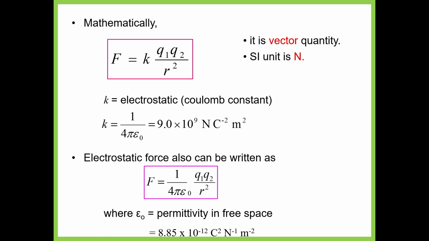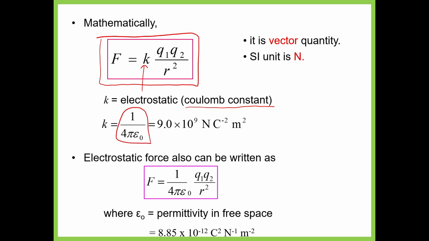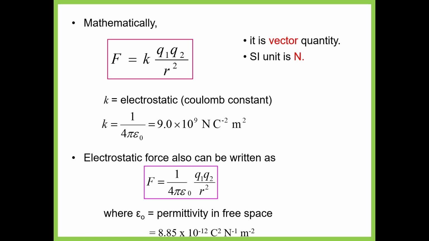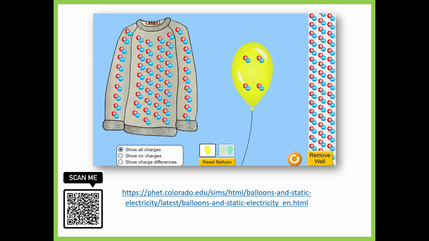Mathematically, we can express Coulomb's law with this equation, where k is the Coulomb constant, and k can also be expressed as 1 over 4 pi epsilon naught. The unit for force is Newton. Please bear in mind that this force is also called the electrostatic force. If you would like to try the simulation by yourself, you can scan this QR code and have a go.